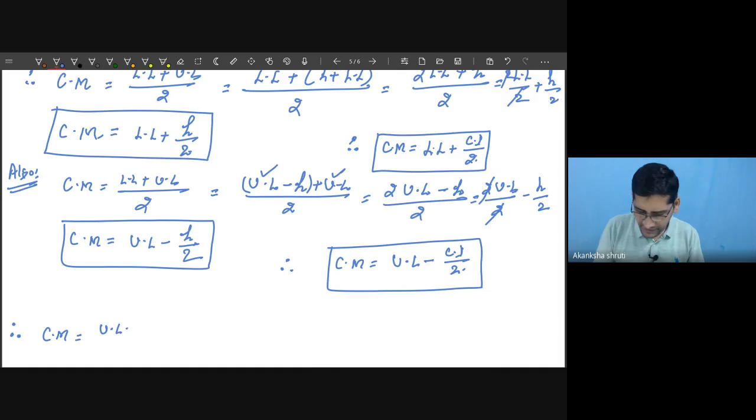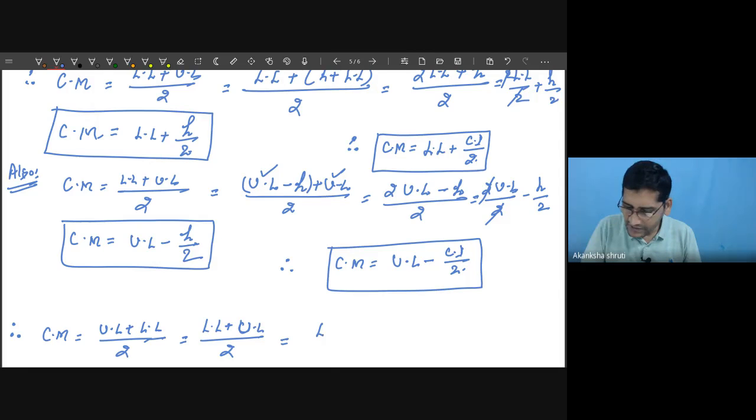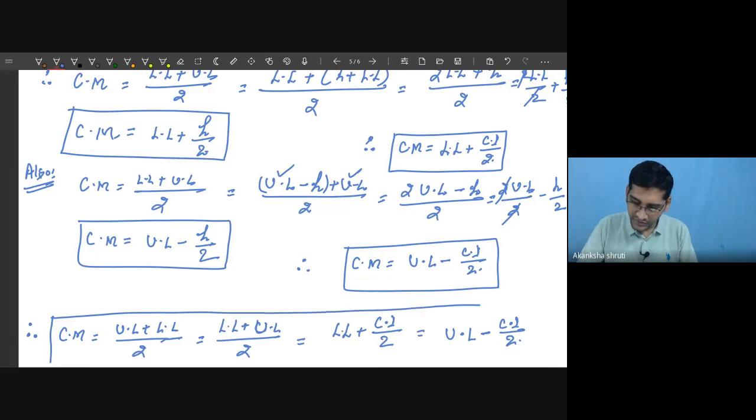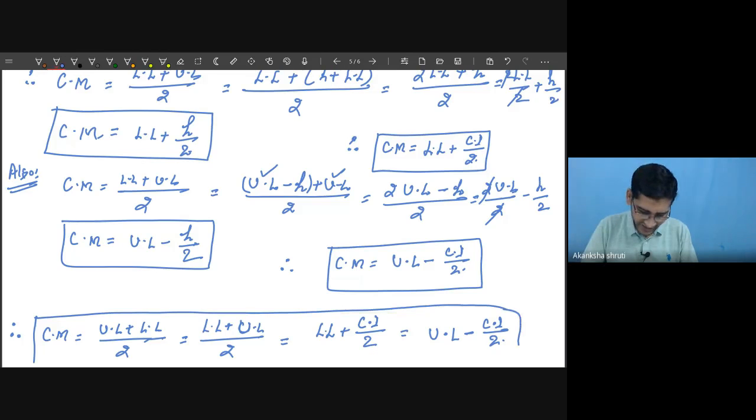So it could be upper limit plus lower limit by 2, or it can be lower limit plus upper limit by 2. Lower limit may be written first and upper limit next, by 2. Or if the lower limit is written outside, then it is class interval by 2. It gets separated. Or if we have the upper limit known and class interval known, then class interval by 2 has to be calculated first, then subtracted. So these are the possible relations.